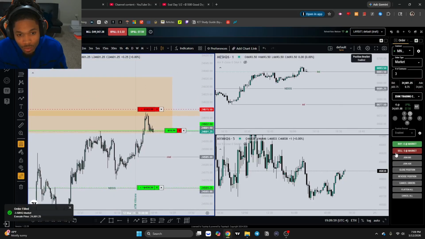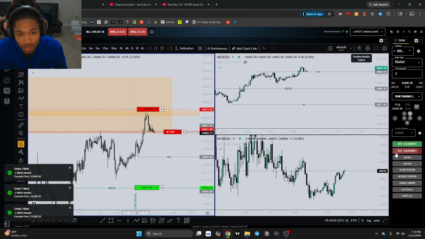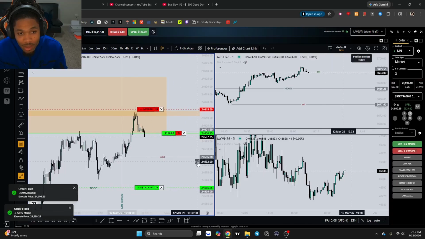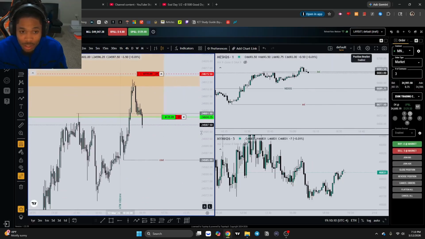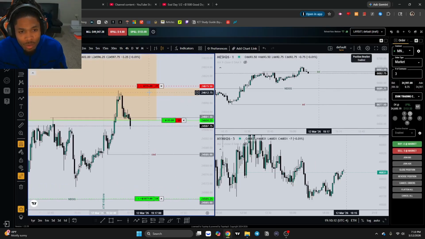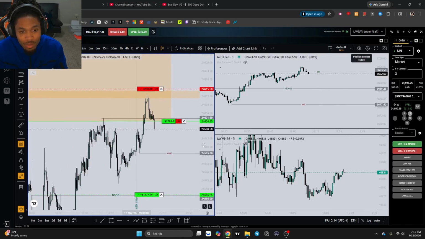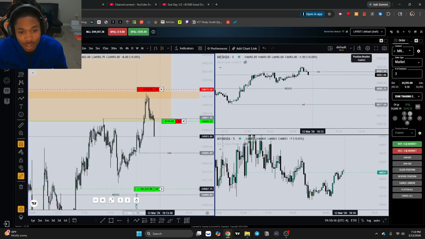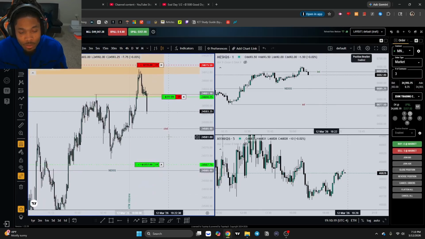Order filled. Order filled. Order filled. This right here, I over leveraged, but this is the model that I follow, and I'm willing to lose this. Since I over leveraged, I'm gonna just drag my stop loss a little bit lower.